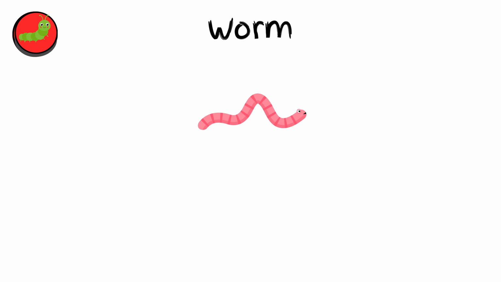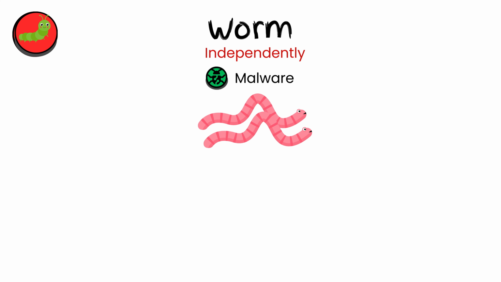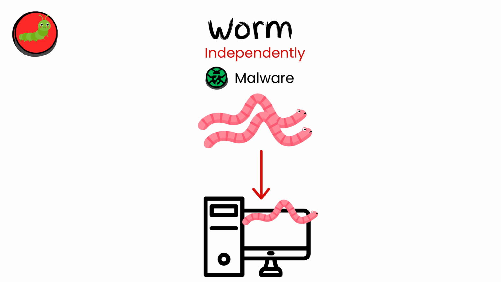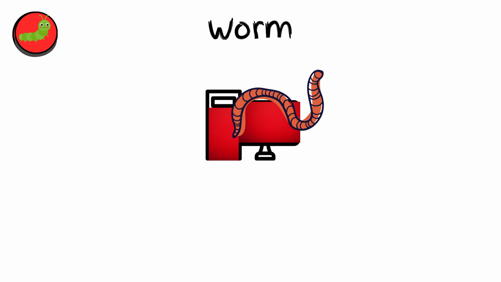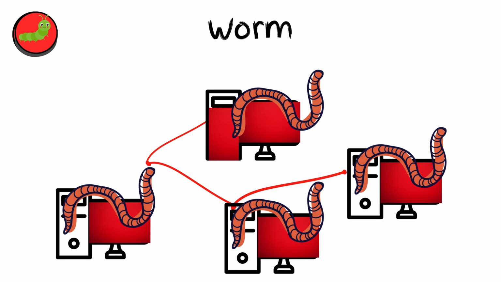Worm. A worm is another type of malware that operates independently. It replicates itself to spread to other computers, usually through a network. It takes advantage of security weaknesses in the targeted computers. Once a worm infects a new computer, it can scan and infect even more systems. This replication can grow rapidly, leading to a larger spread.